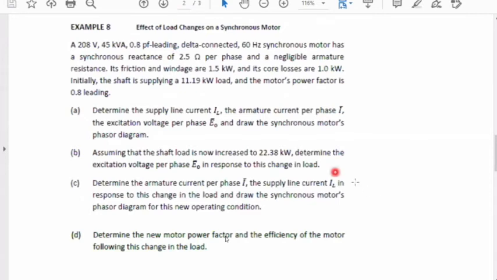Let's analyze the question. First line, it says that it's delta connected. This is very important to note that it is delta connected.